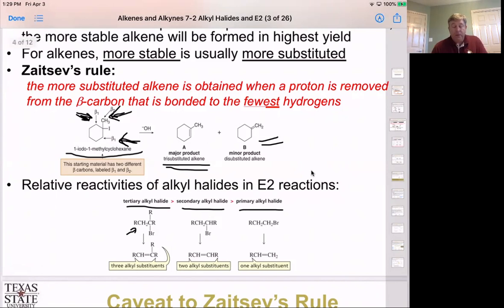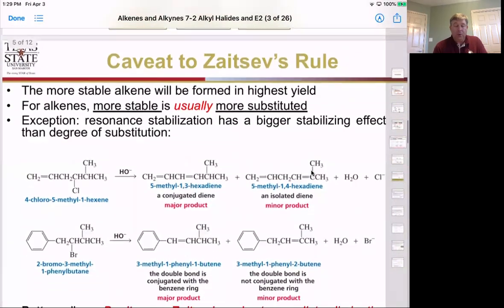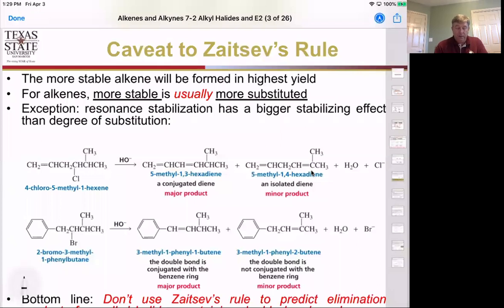Okay, there is one caveat to Zaitsev's rule. It says that the more stable alkene is formed in the highest yield. More stable is usually more substituted, unless there's the possibility of creating a double bond that's conjugated with another double bond, okay? So if you can form an alternating double bond, single bond, double bond, that is going to be more stable than a non-conjugated arrangement. So when your 2 double bonds can be conjugated, they will be conjugated. Okay, so let's take a look at that on a couple different substrates here.